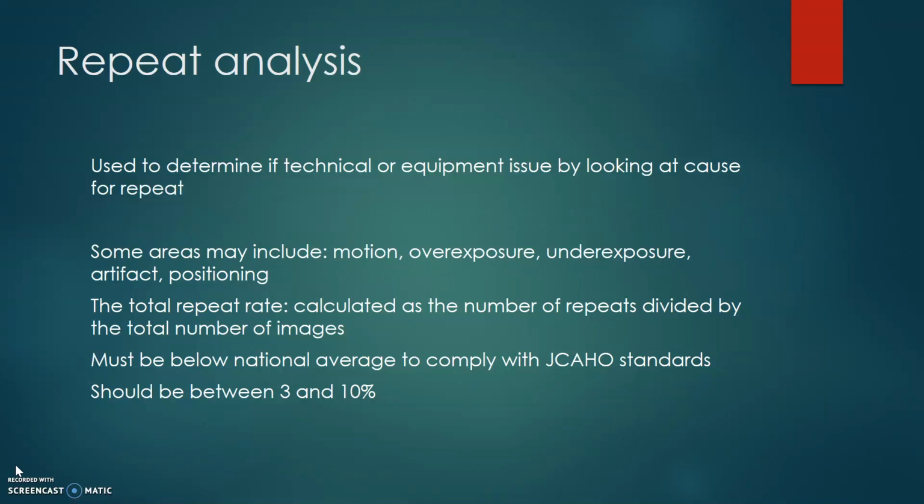Repeat analysis is used to determine if there is a technical or equipment issue by looking at the cause for the repeat. Some areas may include motion, overexposure, underexposure, artifacts, or positioning. The total repeat rate is calculated as the number of repeats divided by the total number of images or exposures. It must be below the national average to comply with Joint Commission standards, and it should be between 3 and 10%.